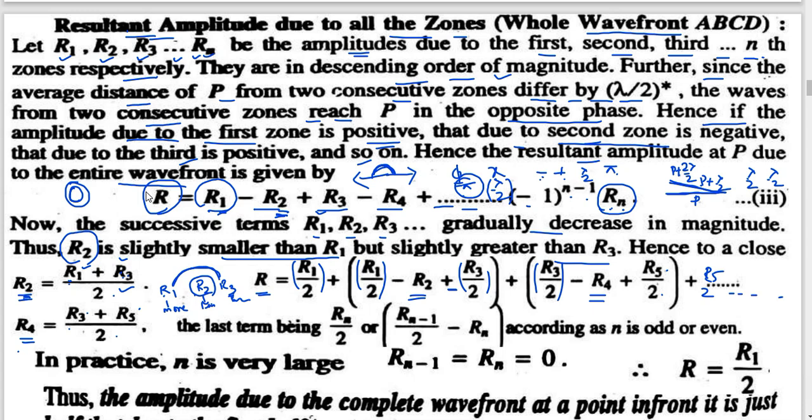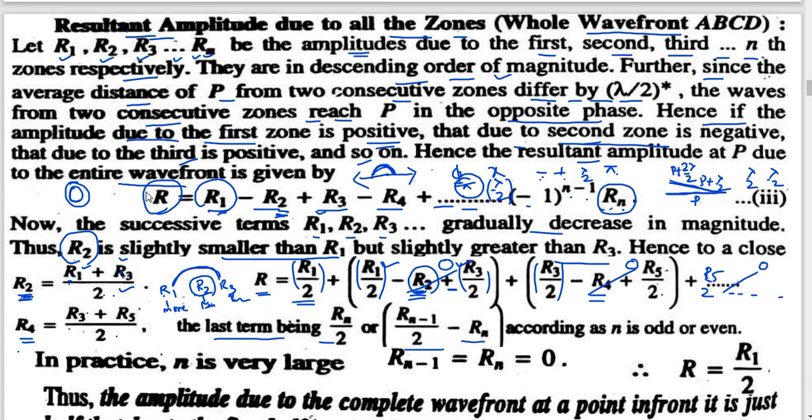So remember here, look at the figure, R2 equal to (R1 plus R3) by 2. So look at the second bracket: R2 equal to R1 by 2 plus R3 by 2, so they cancel, and this part will be 0. Similarly this part will be 0. So ultimately the remaining part will be R1 by 2. It depends upon the last term, Rn by 2 or Rn minus 1 by 2 minus Rn, whatever be the last part.